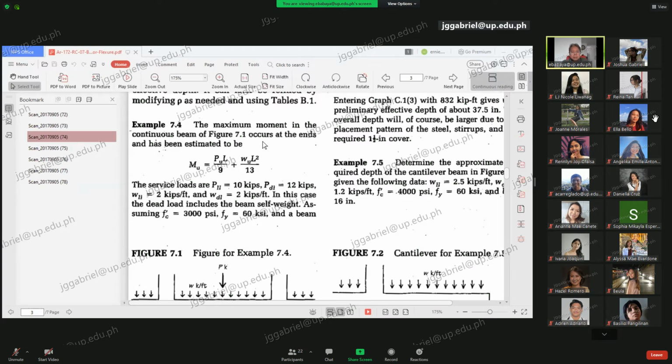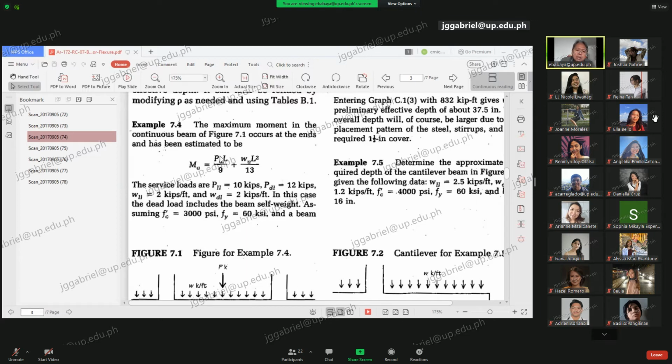This is example 7.4. It says here the maximum moment in the continuous beam in figure 7.1 occurs at the ends and has been estimated to be MU equals PU L squared over 9 plus WU L squared over 30. Now, take note, we have a special formula in getting our ultimate moment. Okay, ultimate moment, what do we do when we design? We equate that with the resisting moment, so that we will get the minimum dimension that will satisfy this ultimate moment, or that will have that strength at the least.